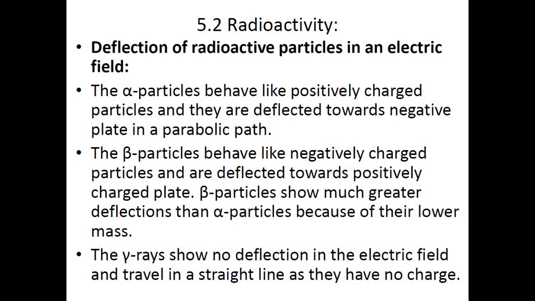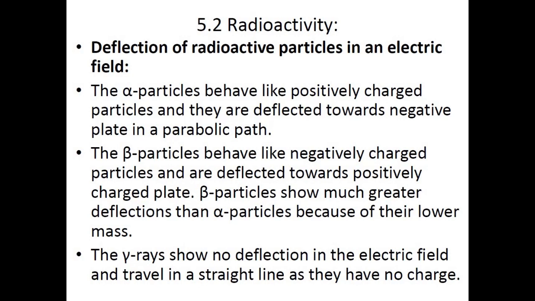If these particles are present in an electric field, the alpha particles, which consist of 2 protons and 2 neutrons, have a positive charge, so they behave like positively charged particles, and they are deflected towards the negative plate or the negative terminal, whereas the beta particles are fast moving electrons carrying negative charge, so they are deflected towards the positive plate or the positive electrode.